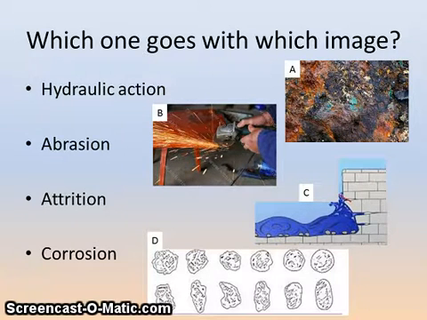Abrasion, well, that's picture B. The angle grinder here is being used to grind material off the surface of the metal table, that red thing. Well, that's kind of like the rocks hitting the bed and the bank.